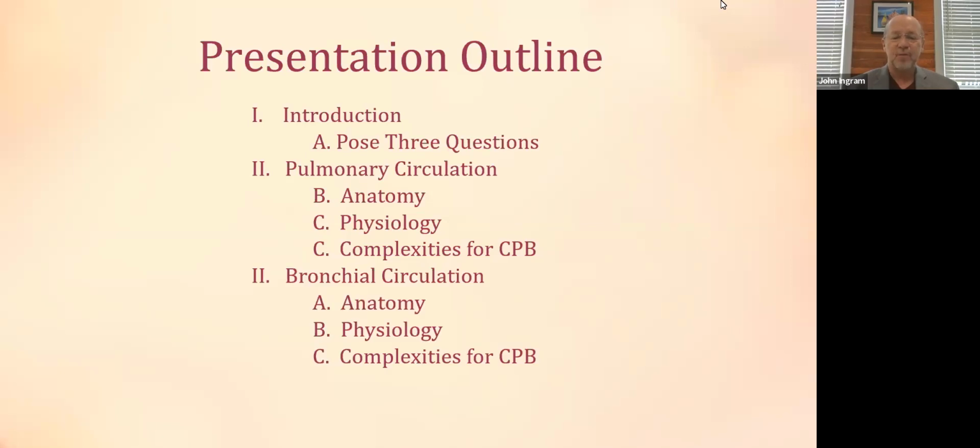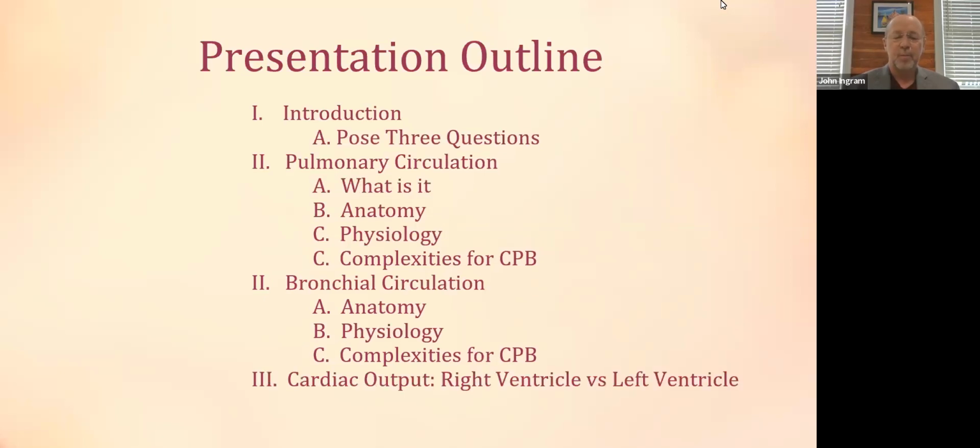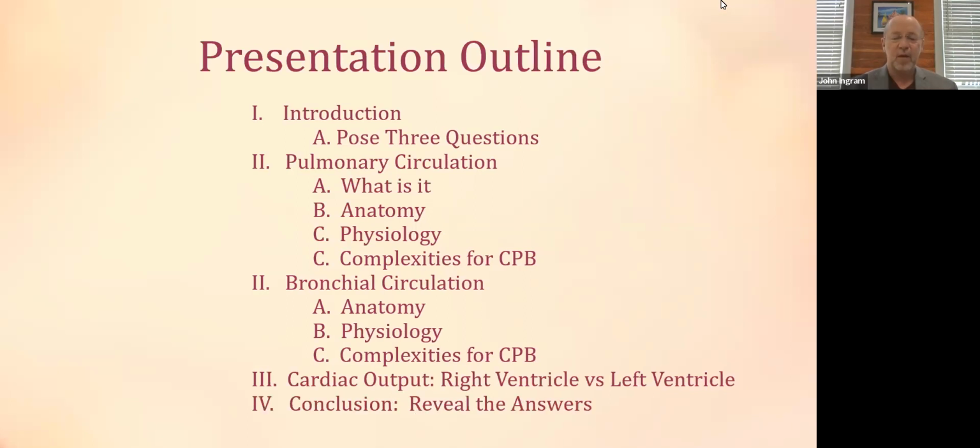I'm going to do the same for the bronchial circulation, the anatomy and physiology brief review, and then some of the complexities that poses for us when we're on cardiopulmonary bypass. And then I'm going to talk about comparing the right ventricle to the left ventricle, the various cardiac output. Are they the same? Should they be the same? Are they different? And then we're going to have a conclusion where by and large, we reveal the answers to the first 3 questions that I posed, okay?